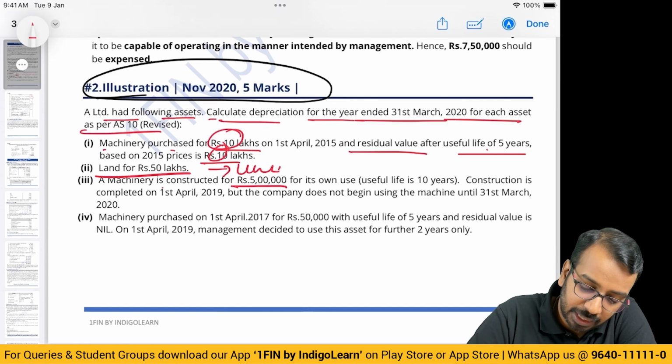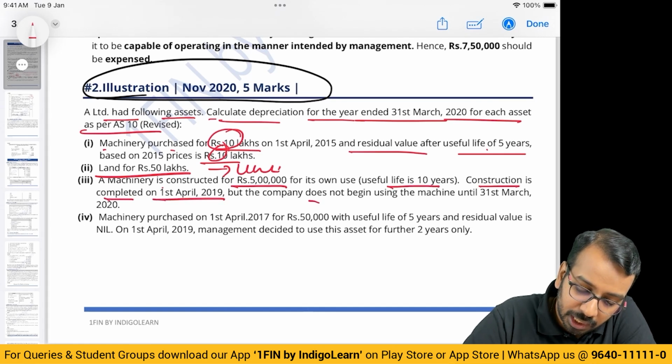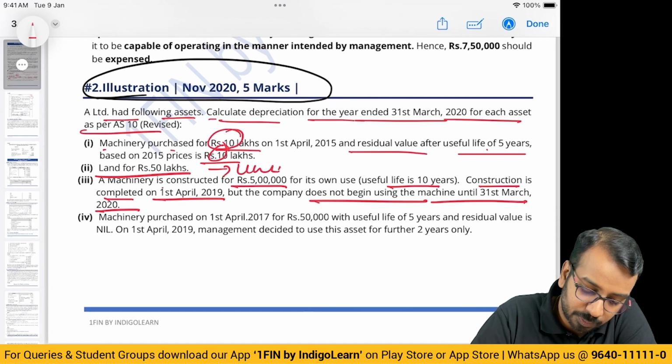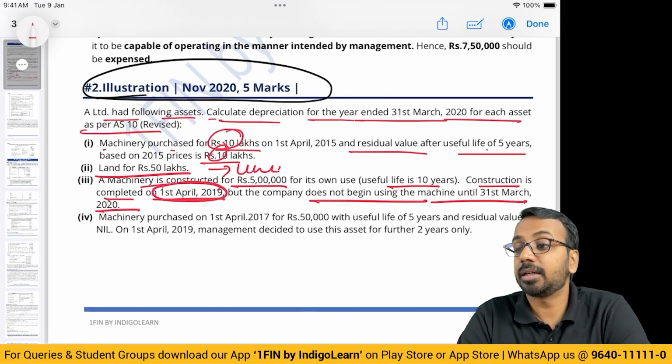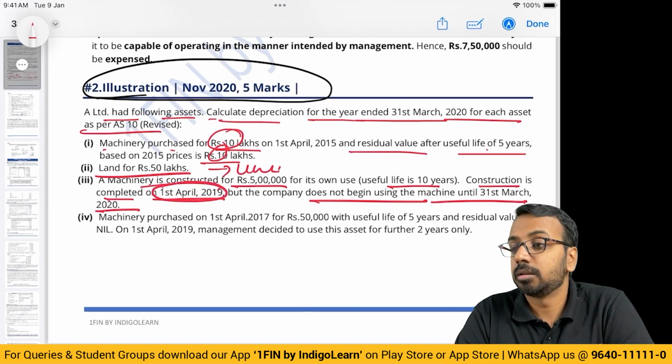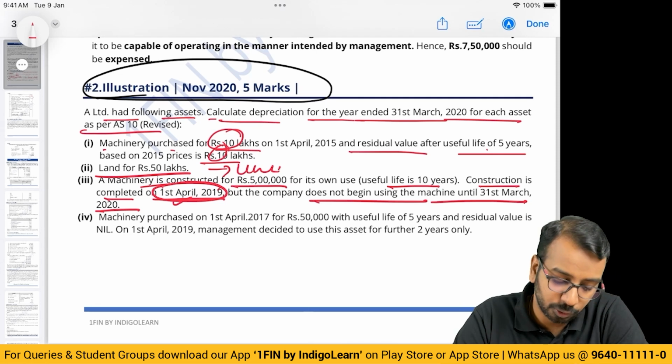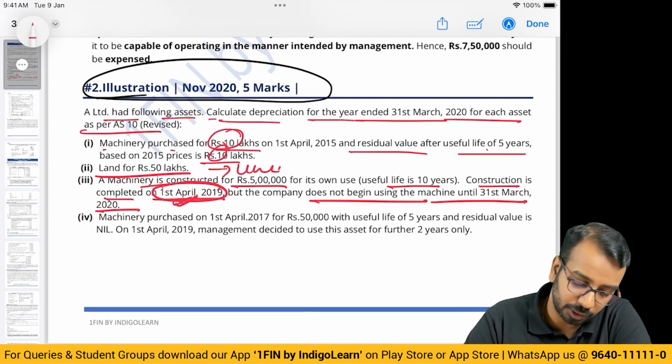Machinery constructed for 5 lakhs, useful life is 10 years. Construction is completed on 1st of April. Company does not begin using until 31st March. So, when should we use? From the date it is available to use, that is on 1st of April, you should consider.